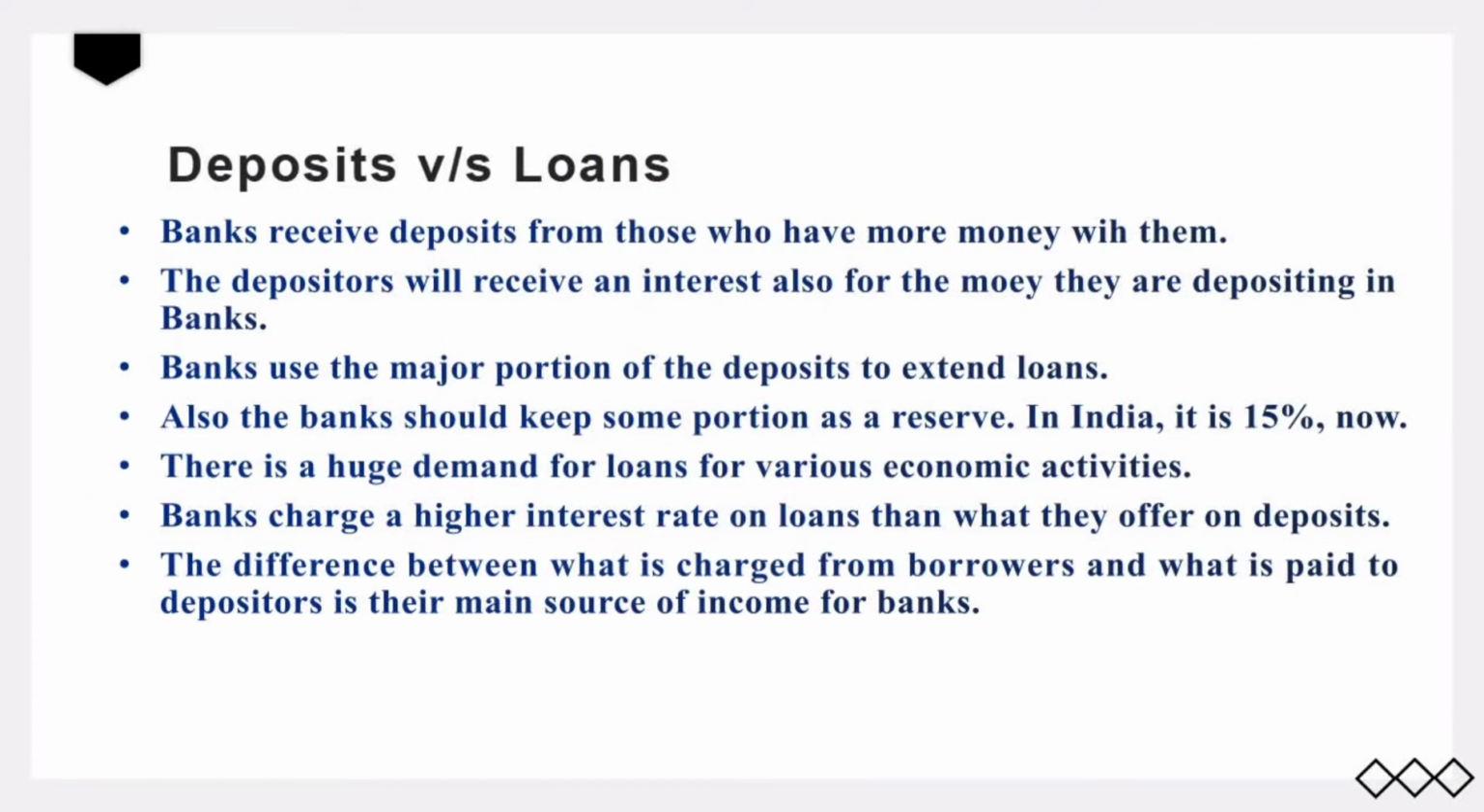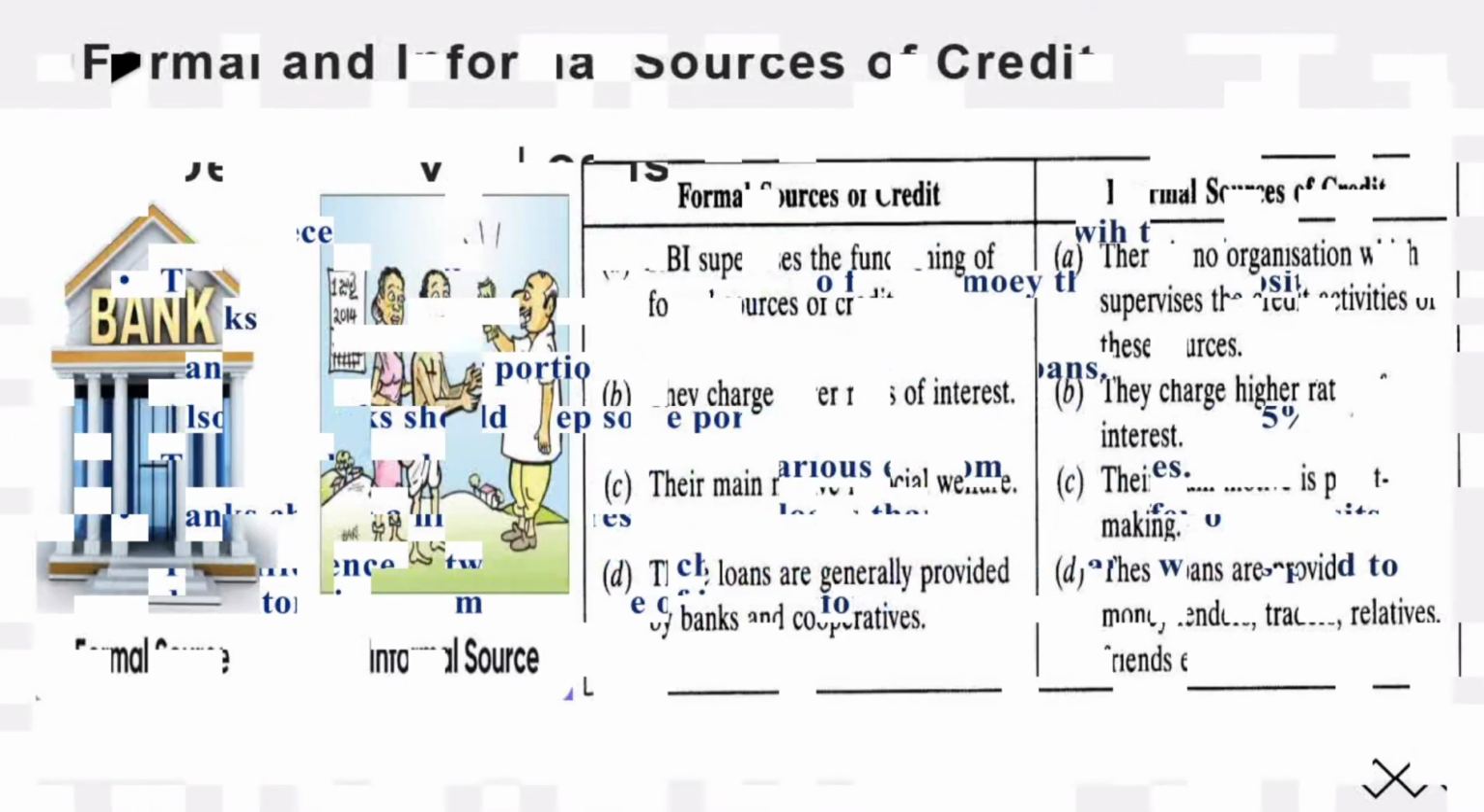So deposits versus loans. Banks receive deposits from those who have more money with them, and the depositors will also receive interest for the money they are depositing in the banks. Banks use the major portion of this deposit to extend loans. As we have seen in India, it is 15% that the banks keep with them as a reserve. And there is a huge demand for loans for various economic activities. Now also many are in need of money. So banks are giving loans and charging a higher rate of interest on loans than what they offer for deposits. This difference between what is charged from the borrowers and what is paid to the depositors is the main source of income.